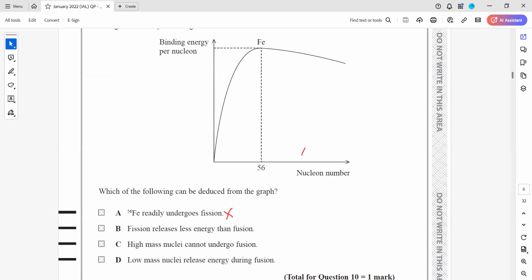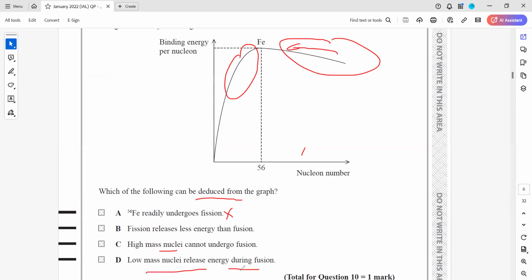No, actually fission, because it's a chain reaction. So it does not give an idea about that. High mass cannot undergo fusion. High mass nuclei means nuclei in this region as well. It's not like mostly high mass is here, by nucleon number. Which of the following can be deduced from the graph?